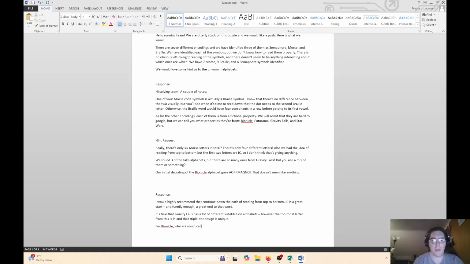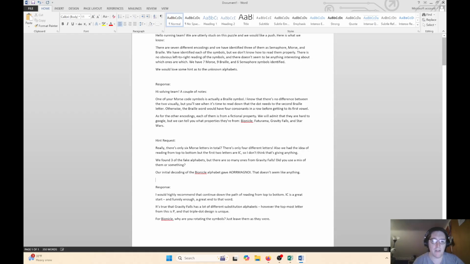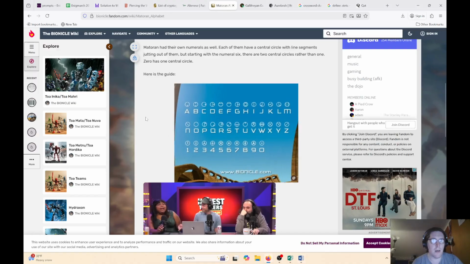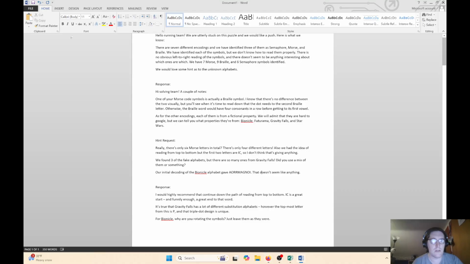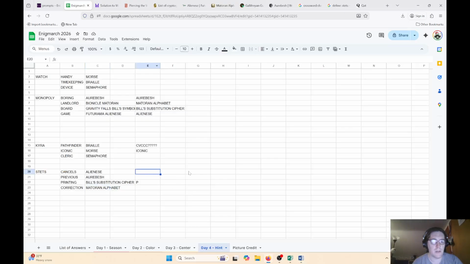Why are you rotating the symbols? Just leave them as they were. All right, that should pretty unambiguously give correction. Because what that's going to do is make the C become A or Q. So it's going to be ACQ.